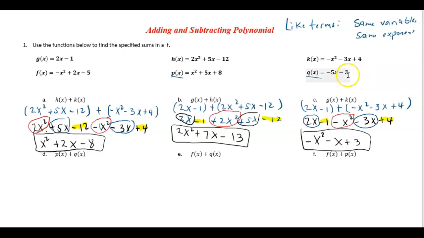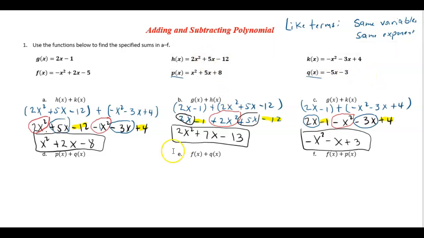Remember, every time the term has no variable, it's called a constant. The number with the variable is called a coefficient. So negative 5 is a coefficient of x, but negative 3 is a constant.